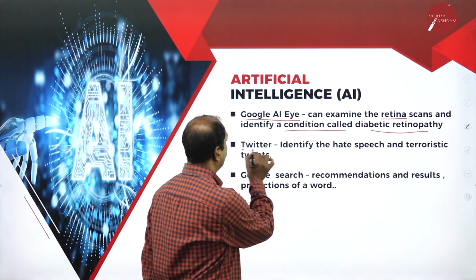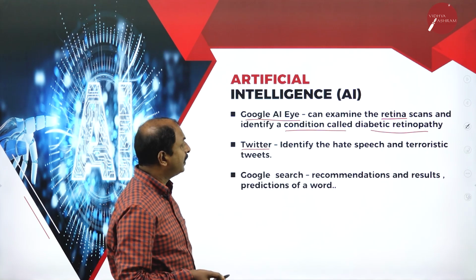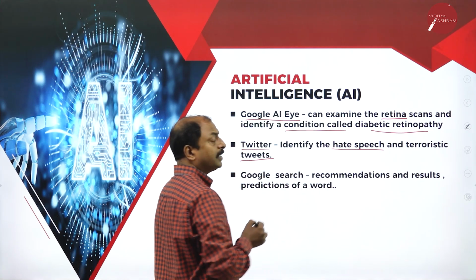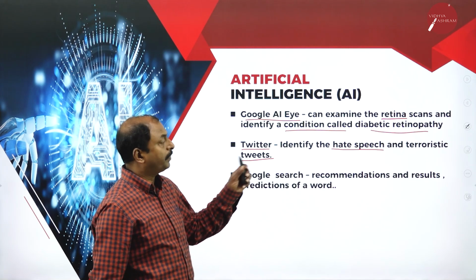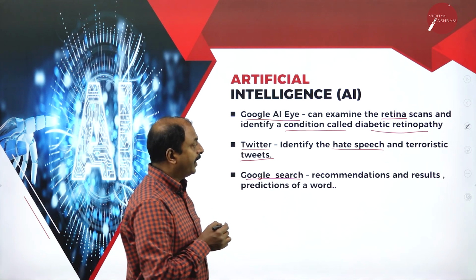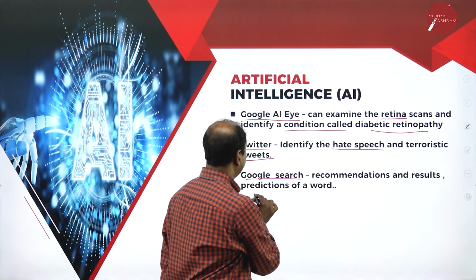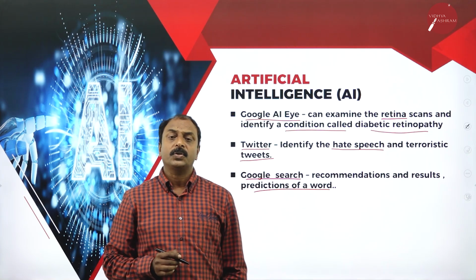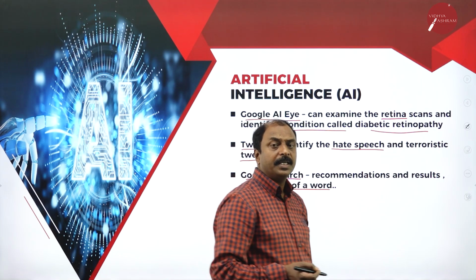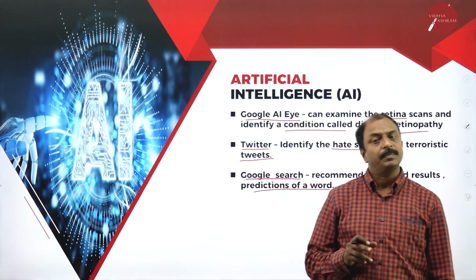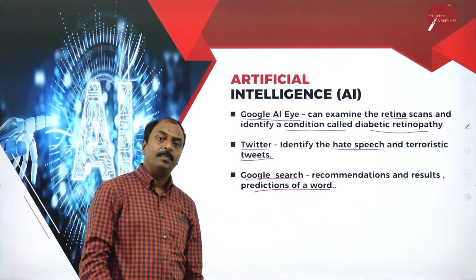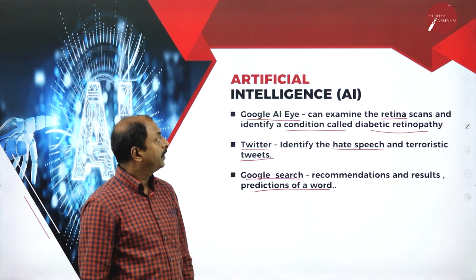And Twitter. All of us know what Twitter is. It identifies hate speeches and terroristic tweets in any of the accounts. It is also powered by AI. And Google search. Google search gives recommendations, results, and predictions of a word. Whenever you search for any topic in Google, if you type a few letters, it's going to predict the entire word or sometimes the entire sentence. That is also an application of AI. These are all different applications of AI in our day-to-day life.